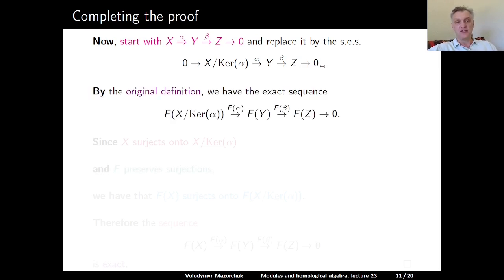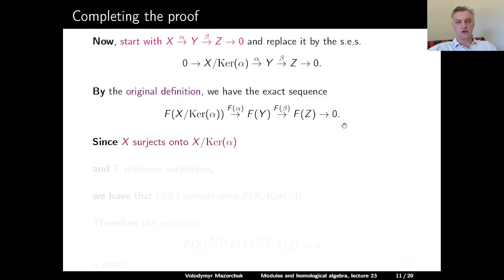And using the original definition, we apply f, which is a right exact functor according to the original definition, and we get an exact sequence of the form f applied to x modulo the kernel of alpha. From here, f of alpha goes to f of y, then f of beta to f of z, and to 0. So this is an exact sequence.